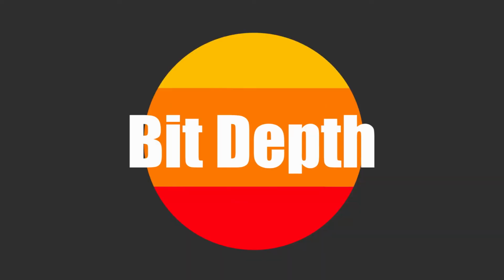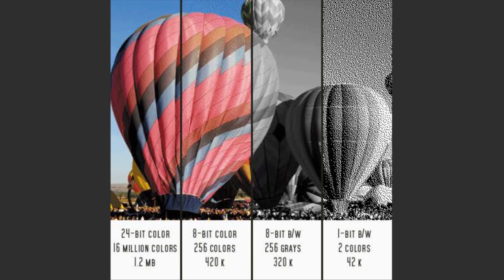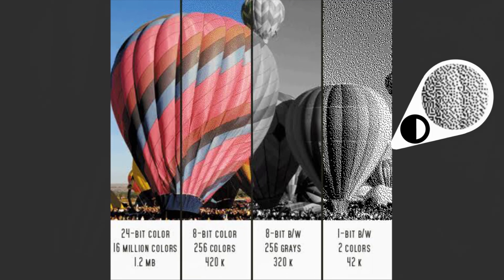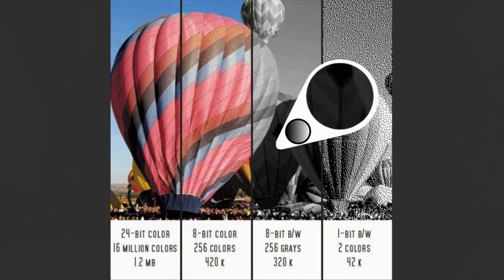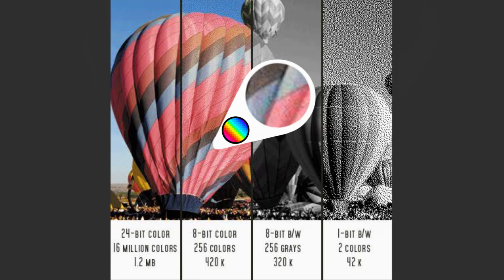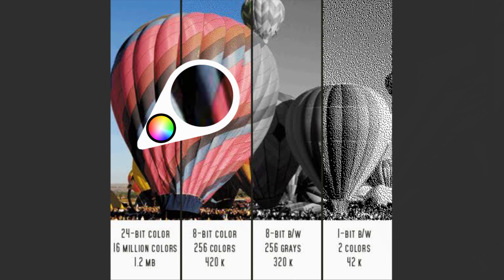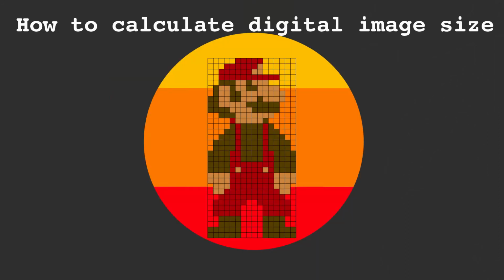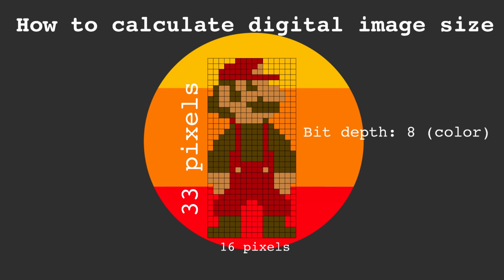Next we have the bit depth. This one is the number of colors that the picture is using. An 8-bit picture uses 256 colors. As you can see, the size becomes bigger. Okay, next we have a 24-bit picture. It uses 16,777,216 colors.